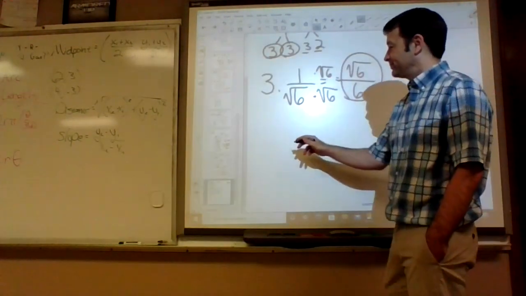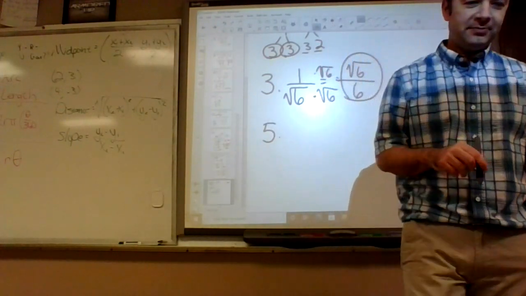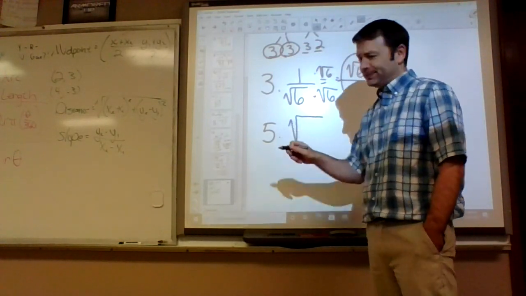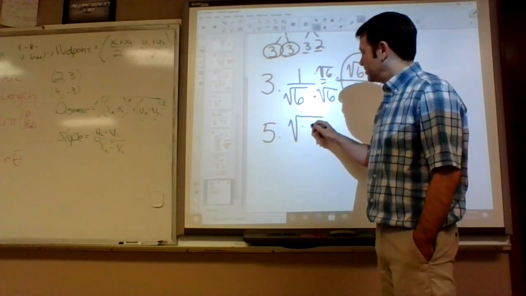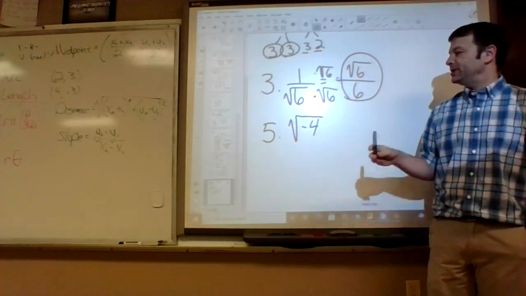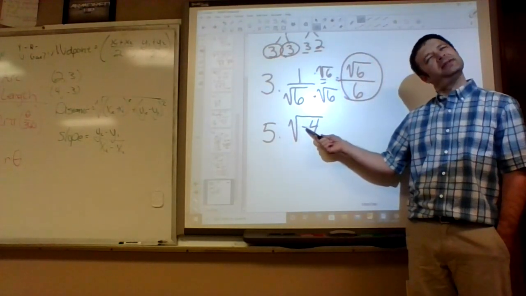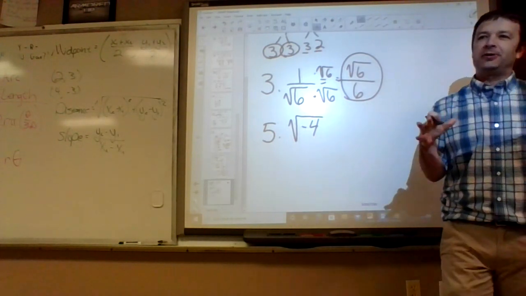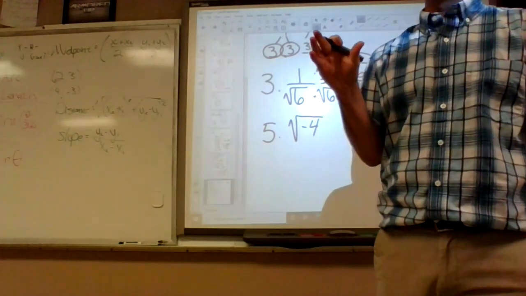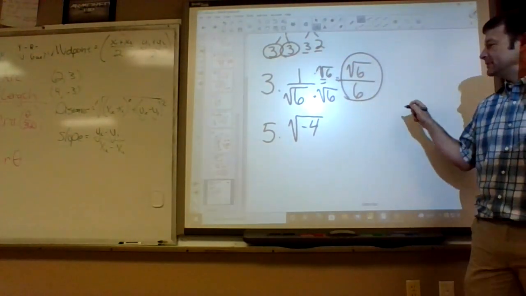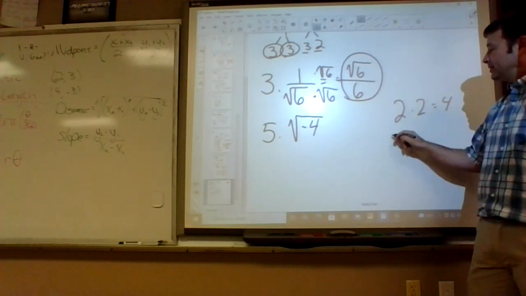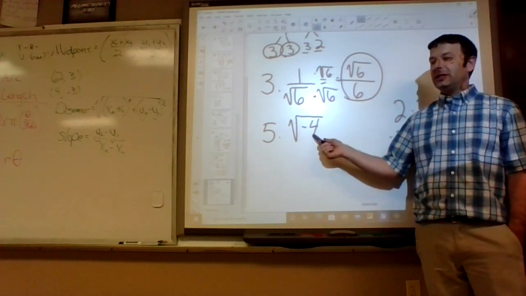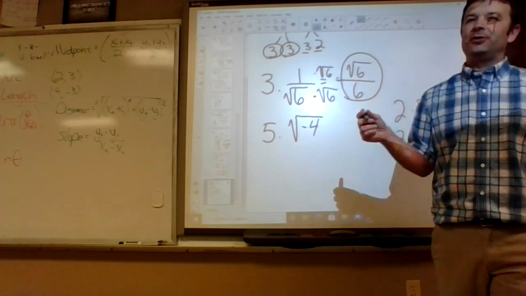Okay, number 5. Okay, I probably should know this, but I don't think we did this in Algebra 1. Did we? No. Okay, what number times itself equals negative 4? None of them. Nothing. 2 times 2 is 4, right? And what's negative 2 times negative 2? 4. This is called, anytime you have a square root of a negative, it's called an imaginary number.